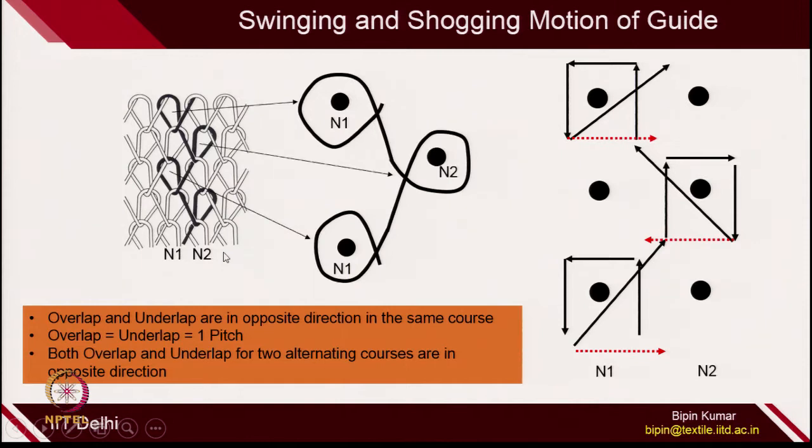Also, in terms of magnitude, you have already seen that here the overlap and underlap are in opposite directions in each course. The amount of overlap and underlap is equal to one needle pitch distance. Both overlap and underlap in alternating courses are different. So to describe this particular structure, I need to describe the overlap and underlap movements for up to two courses, because after two courses it just repeats. The third loop repeats the first loop. So describing the movement for two courses is more than sufficient to explain this fabric. And since all the guides have exactly the same movement, even if you describe just one guide bar, that is more than sufficient to describe the entire fabric structure.